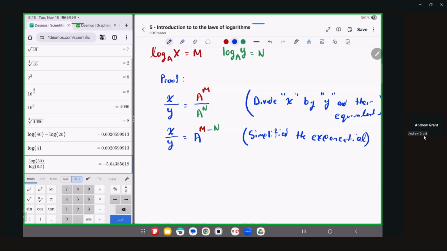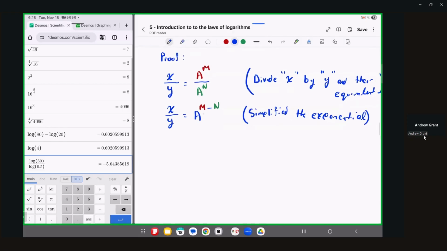What we need to do now is convert this to the logarithmic equivalent. So note that this will be log base a of x over y is equal to the exponent, m minus n. So this was our logarithmic equivalent.